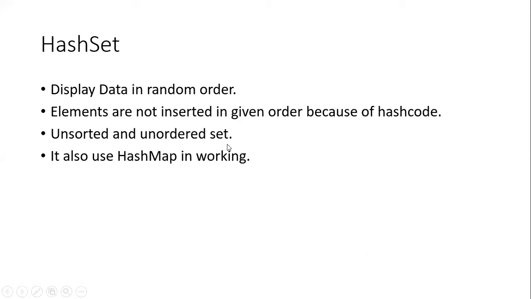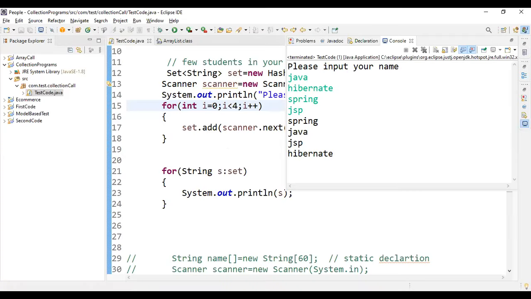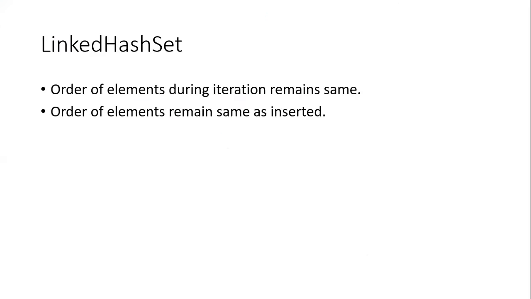So that we are checking over. Right. It also uses HashMap involved. What is HashMap? That we are going to check. Okay. Now what is next in the picture? Next is LinkedHashSet. See the same thing. What is the difference? Again, order of elements during the iteration remains same. That you need to keep in mind. The only change is the order of elements during the iteration remains same.